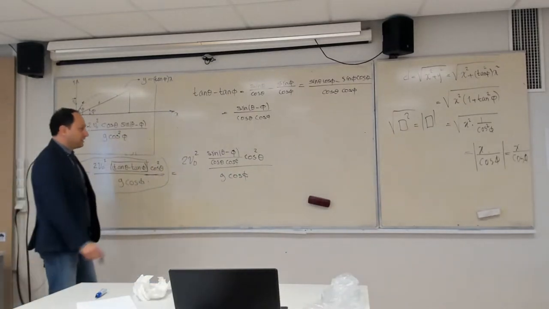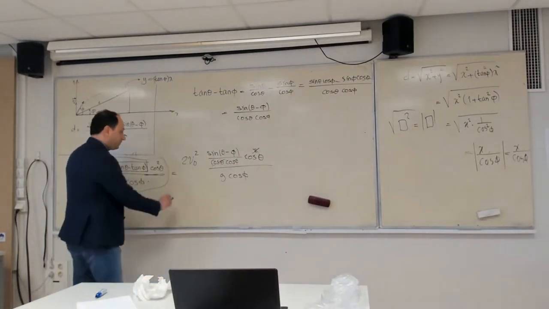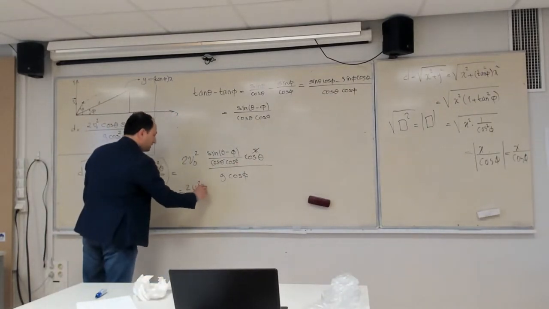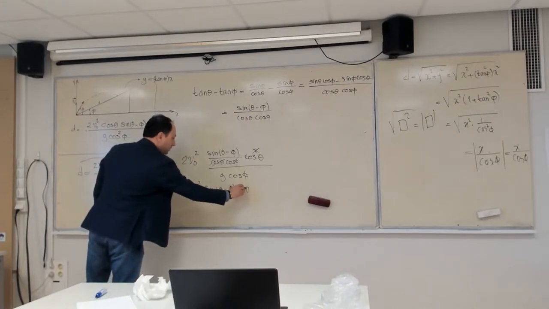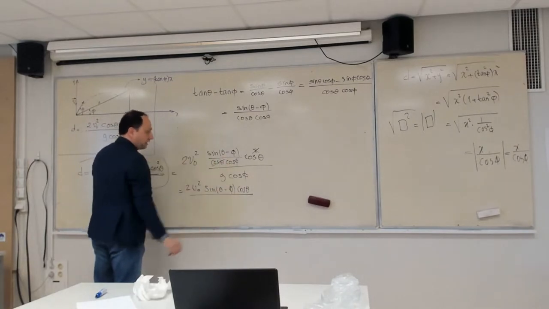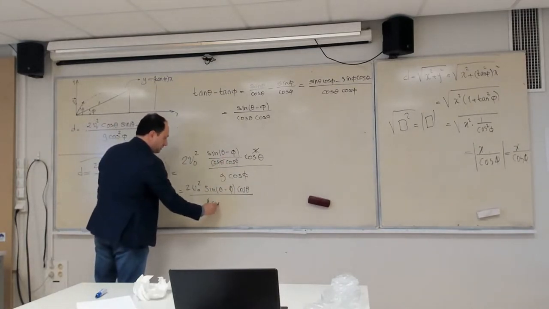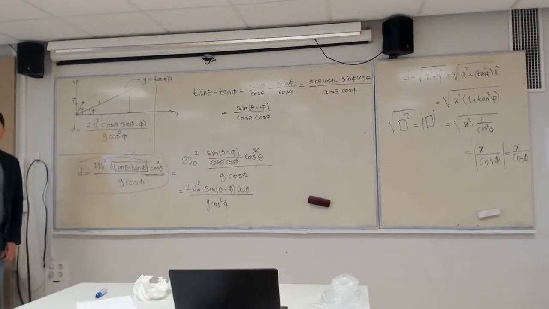Okay, now what happens? This cosine theta and one of them are gone. So what happens? It becomes 2V node squared sine theta minus phi. One of the cosines survives. And then one of these cosines will be multiplied in the denominator. Yes? And finally, this is our formula.